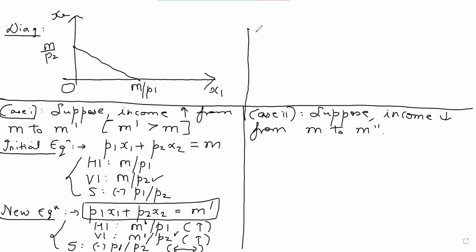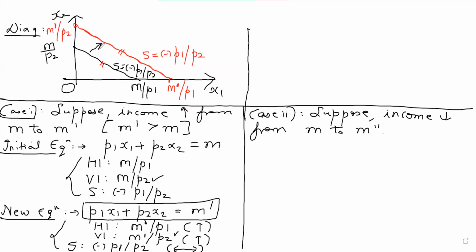And now you can see my horizontal intercept has now become M dash by P1. Vertical intercept has now become M dash by P2. And it's a parallel shift because the slope is unchanged. If the slope is unchanged, the lines are parallel to each other. Both these lines have the same slope. The slope of the red line is also minus P1 by P2. The slope of the black line is also minus P1 by P2. So we can say that an increase in income causes a parallel rightward shift in the budget line.